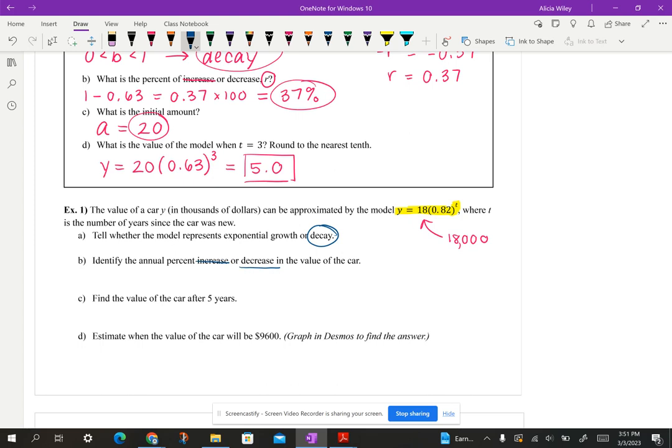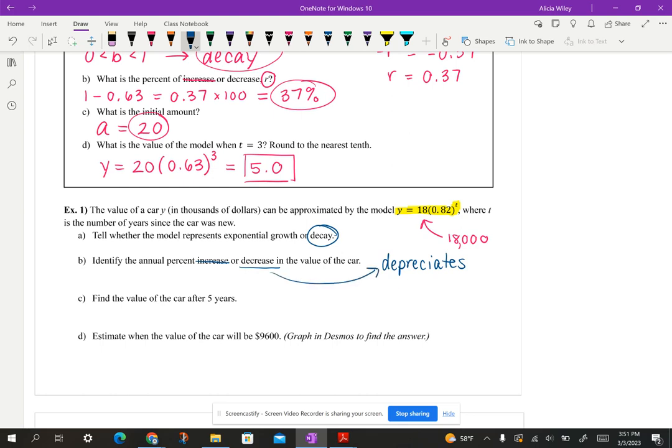The reason why it says percent increase or decrease is because they don't want to give away the answer to part A. And most of the time, a car value does go down. They often will use the word depreciates. So that's another word for decrease if you didn't know that.